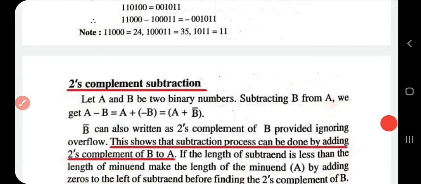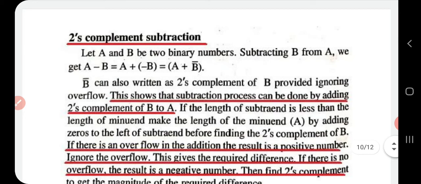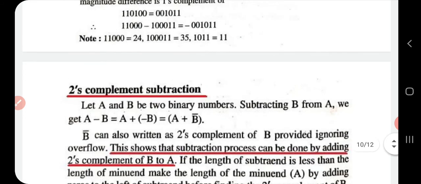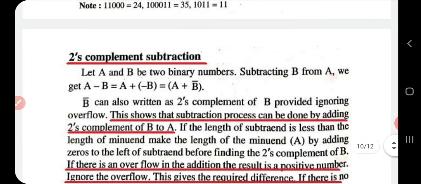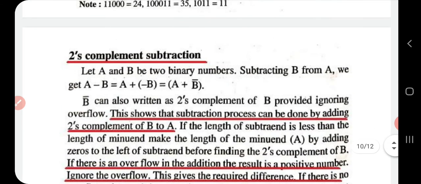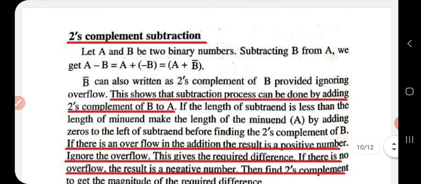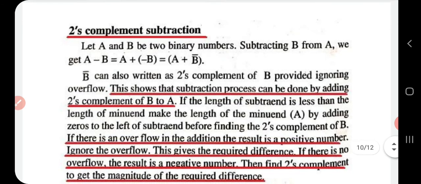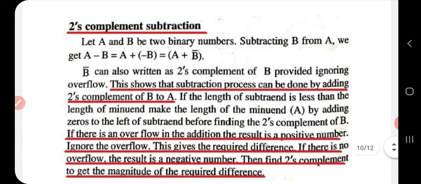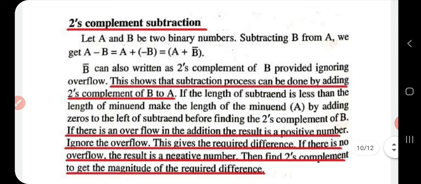Okay, that is all about ones complement subtraction. You have studied two cases. What you have to do when the length of subtrahend is less than the minuend, and the other case is what you have to do when the length of subtrahend is higher than that of the minuend. That is ones complement subtraction. You have studied two cases: one is how to find ones complement when the length of subtrahend is greater than that of the minuend, and the second case is what steps you have to follow when the length of subtrahend is less than the length of the minuend.